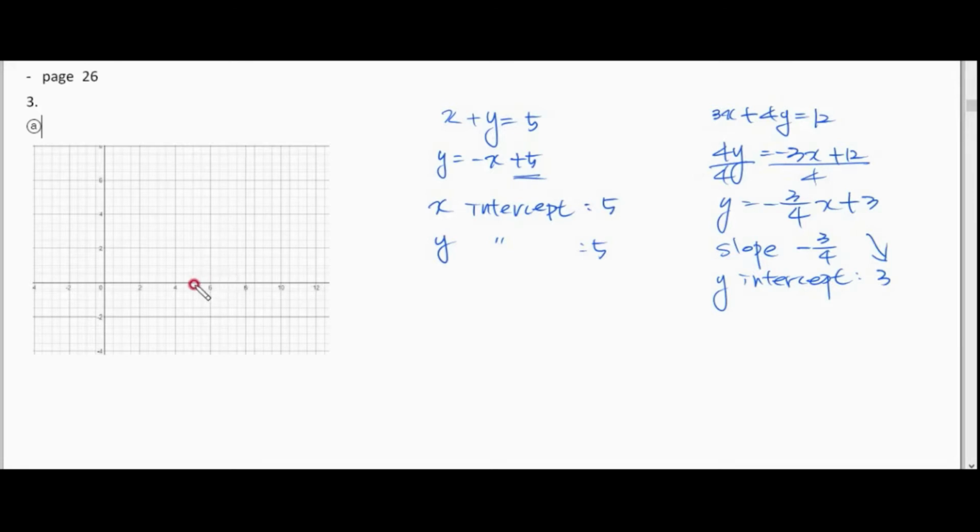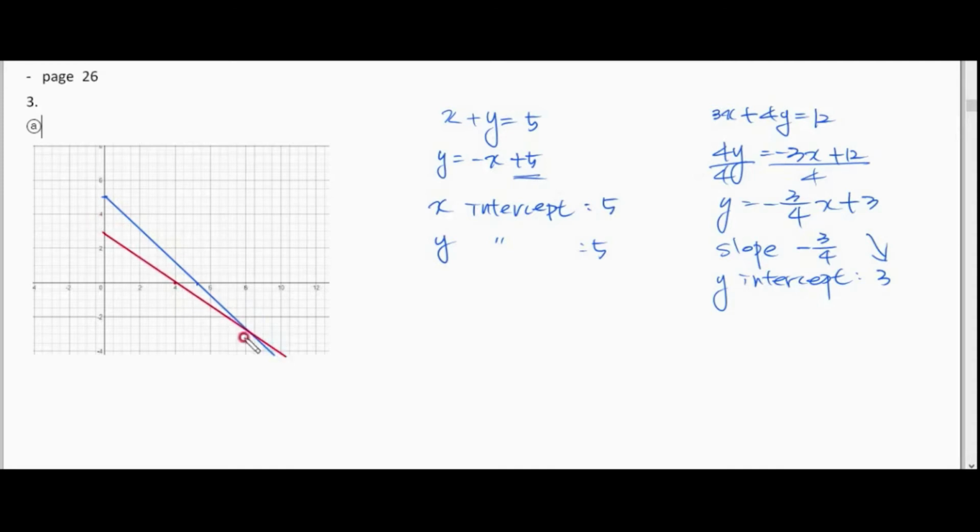Right here, the x-intercept and y-intercept are both 5. Let's connect these 2 points to make the graph of equation 1. Now let's do the second one. The y-intercept is 3 right here, and the slope was negative 3/4. So the 3 is rise and 4 is run. When the x moves by 4, the y moves by 3, so right here. And let's connect these 2 points.